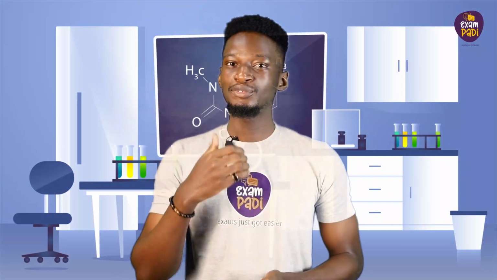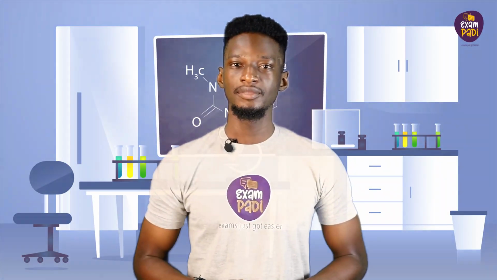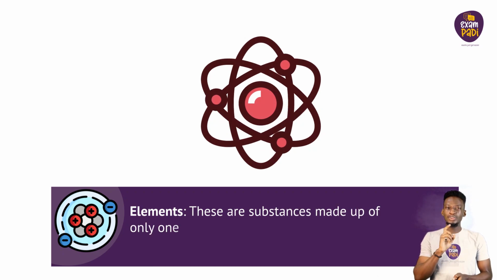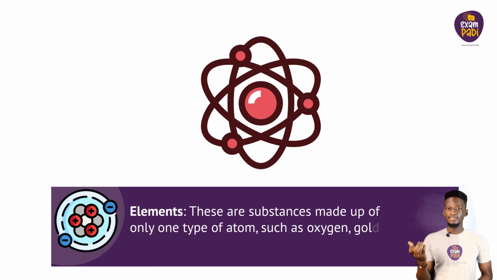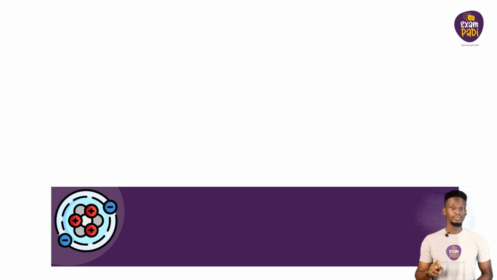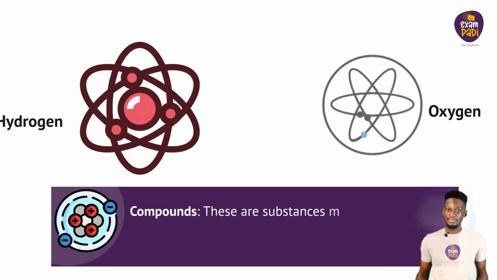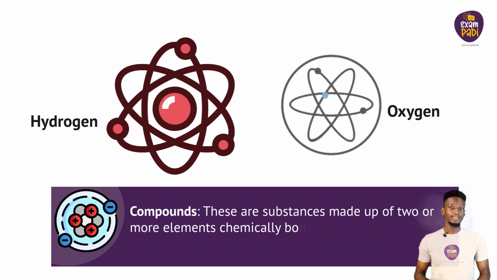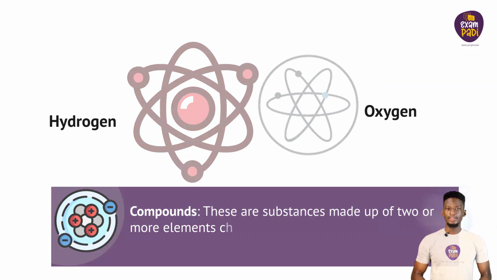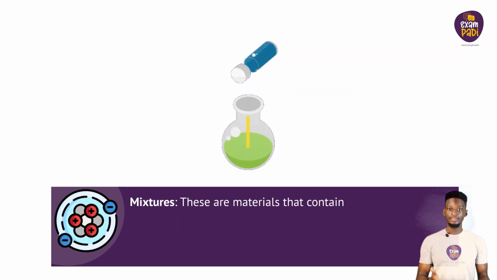Pure substances can be further classified into 2 types. 1. Elements. These are substances made up of only one type of atom, such as oxygen, gold, or carbon. 2. Compounds. These are substances made up of 2 or more elements chemically bonded together, such as water or salt. The other classification of matter is mixtures.